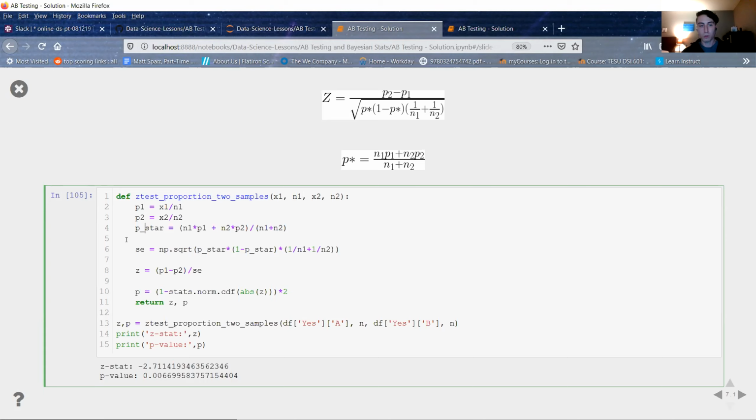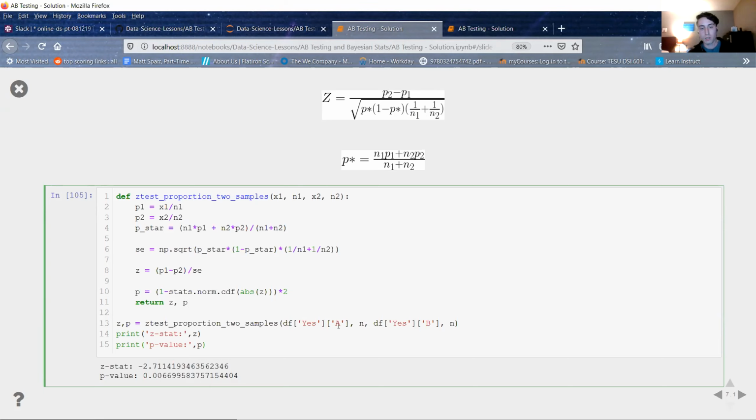And then we can use this formula here to calculate P star. And then the standard error is going to be the denominator, so we'll calculate that separately. And then finally, the Z value is just the numerator here divided by that standard error on the bottom. And then we can use that Z value to find the corresponding P value using the CDF of a normal distribution. And then we can return both the Z value and the P value as well.